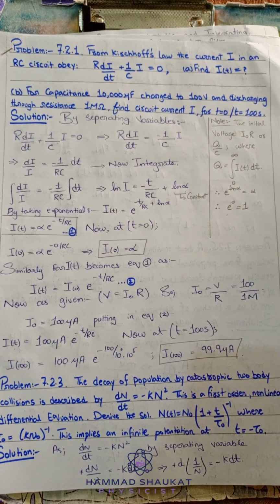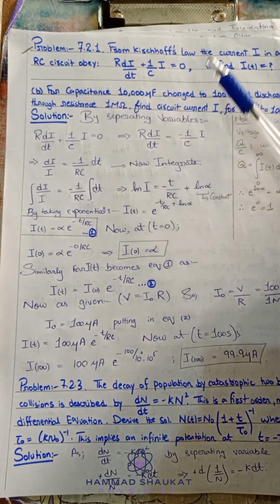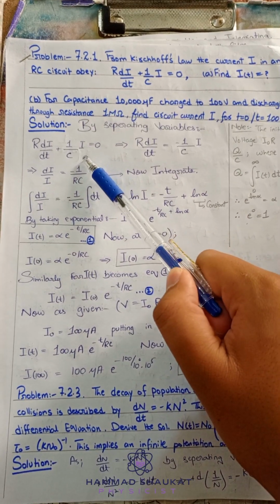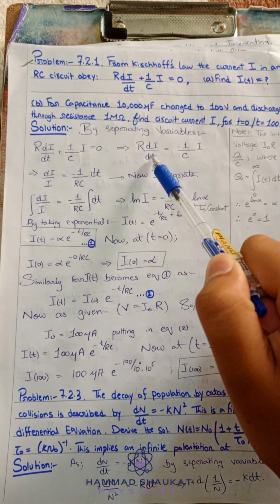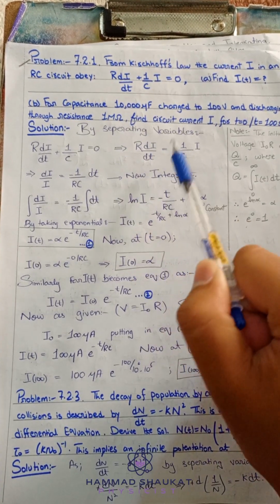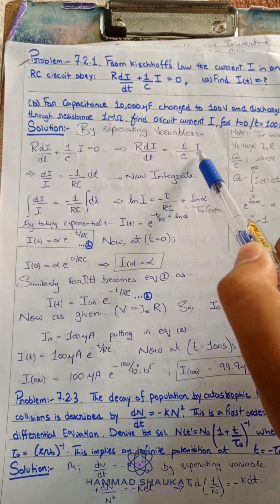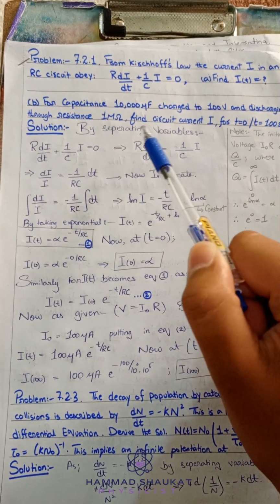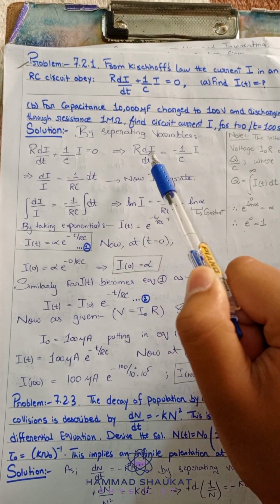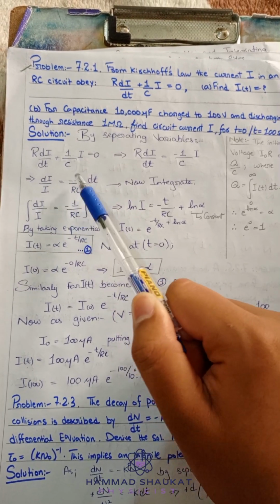So first of all, how will you start your problem? You first have to separate the variables. Take R di/dt + (1/C) i = 0. First move the 1/C term to the other side, then move this i to the other side and take R across as well. You will get di/i = -1/(RC) dt.